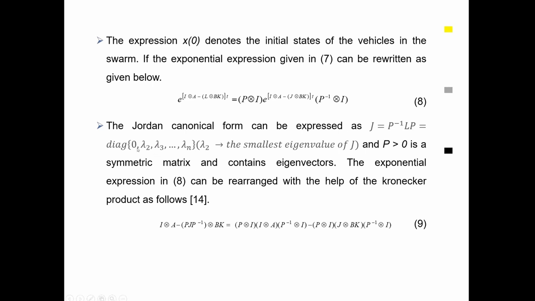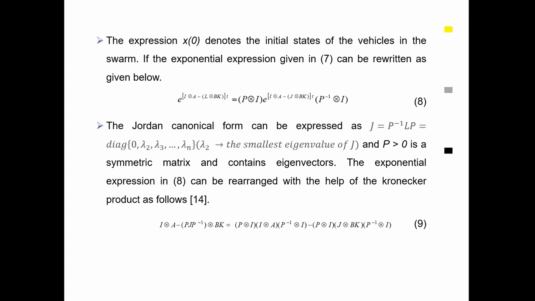0, lambda 2, lambda 2, lambda 3, to lambda n). Here, lambda 2 represents the smallest eigenvalue of the G matrix, and also P must be greater than 0, and also it is a symmetric matrix and contains the eigenvectors.